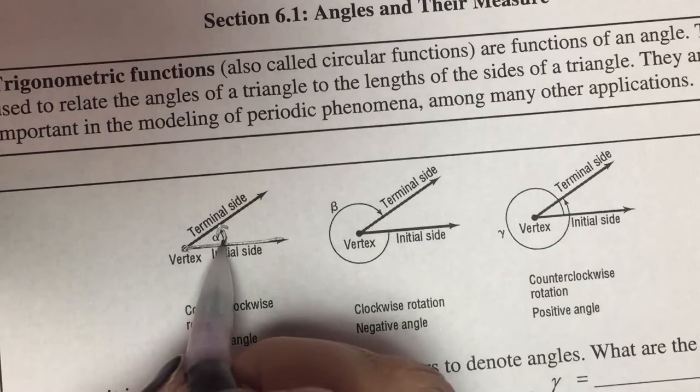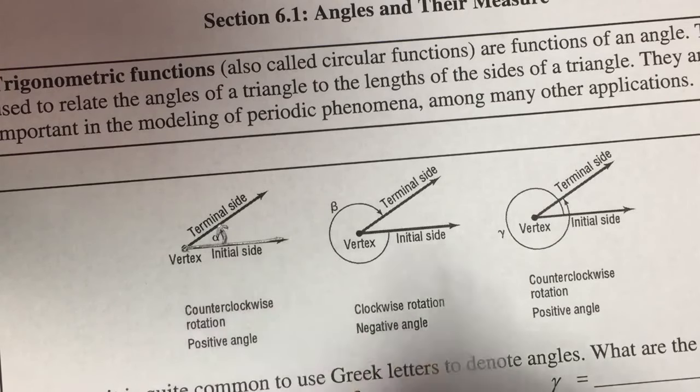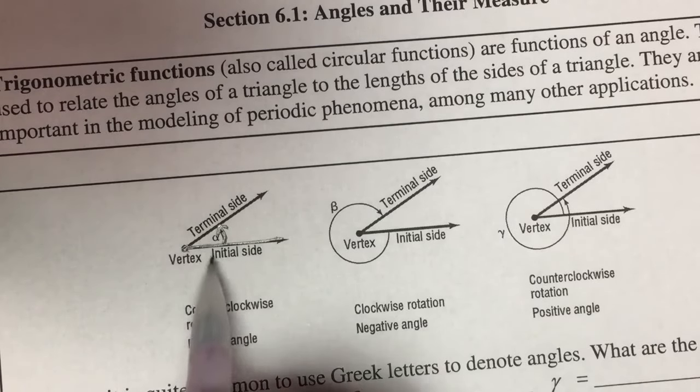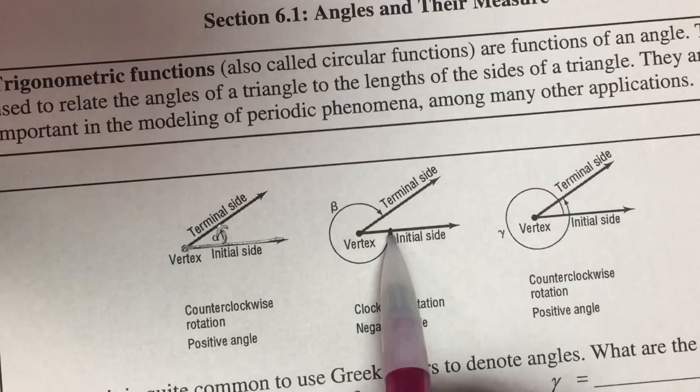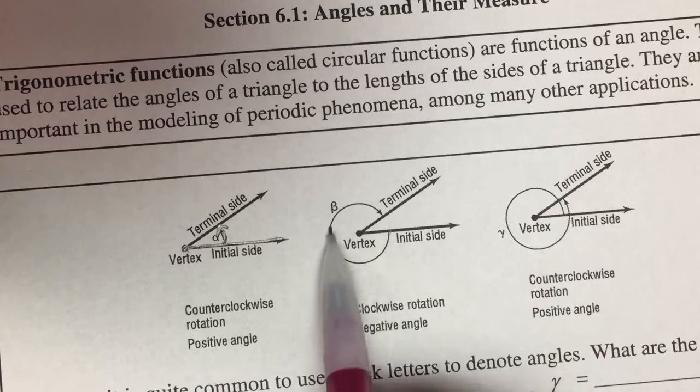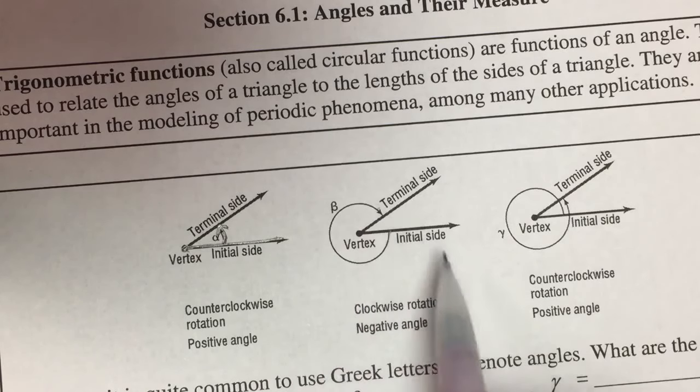If I'm going from the initial side up to the terminal side, that's a positive angle. In other words, I'm going counterclockwise. If you go from the initial side down clockwise to the terminal side, then you're talking about a negative angle.